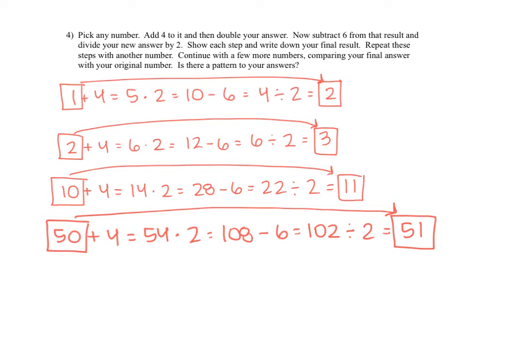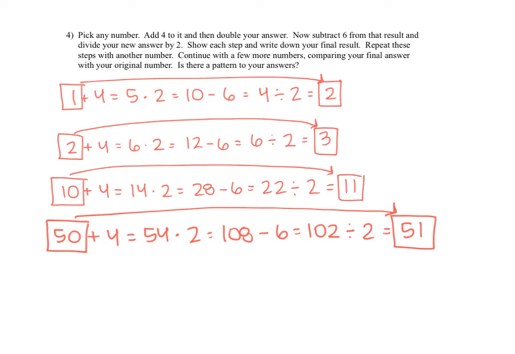So I started with 1 just because that's easy. And then I did 2, and then I tried some bigger numbers, so I just did 10 and 50. Did you have to try the same numbers I did? No, of course not. But I would assume that you had to try it with at least 4 numbers.